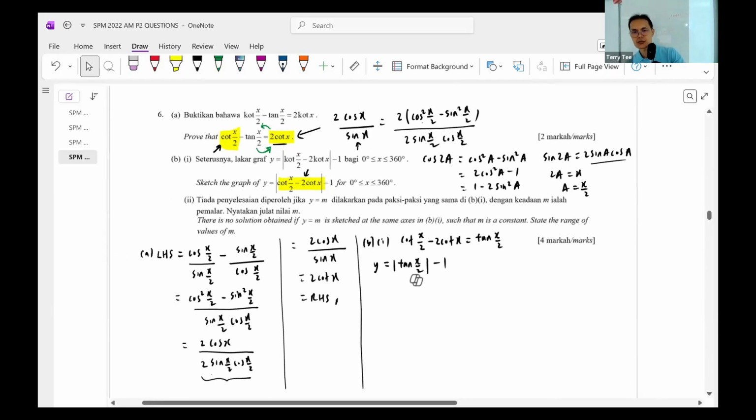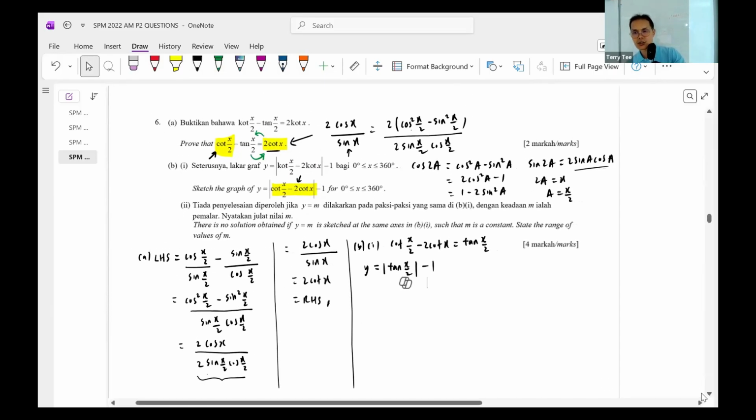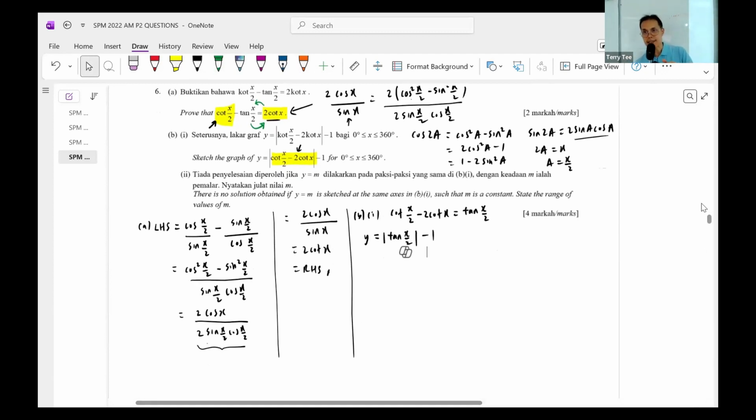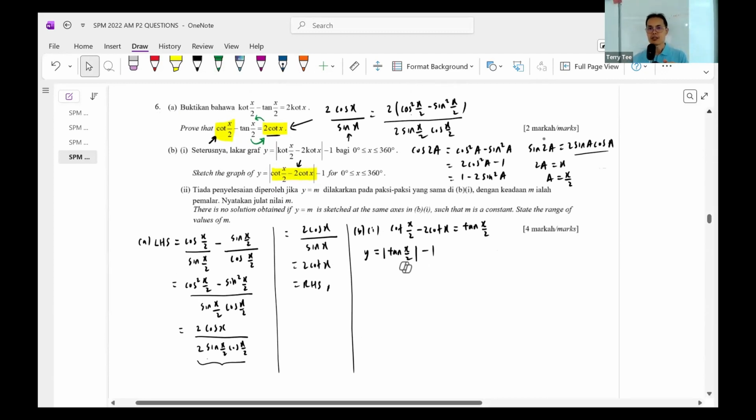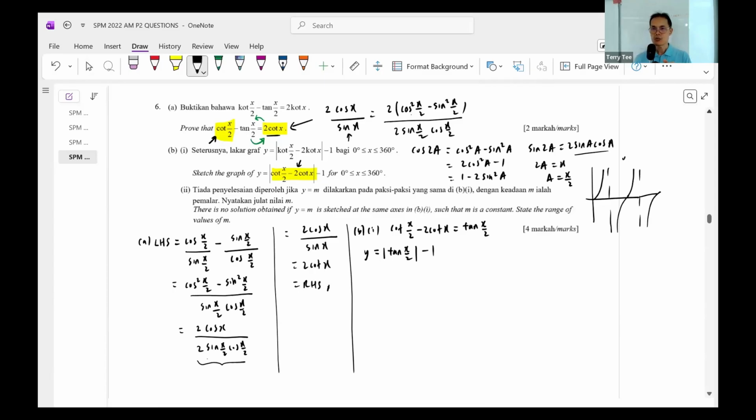I produced a few graphs to show you how we actually go from the normal tangent to this answer. A basic tangent graph looks like this. 1, 2, 3, 4. It has 4 strokes. This is y equals tangent x, going from 0 to 2 pi. But the moment you have tangent x over 2, you halve the number of cycles. So it's like this, 1 and 2 until 2 pi. You don't draw the whole thing, you only draw half of it.